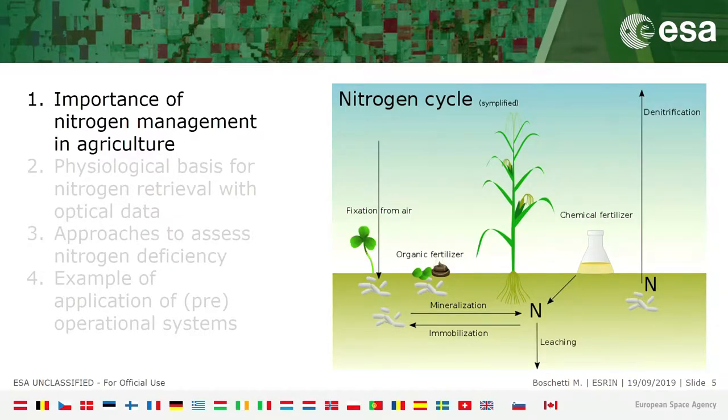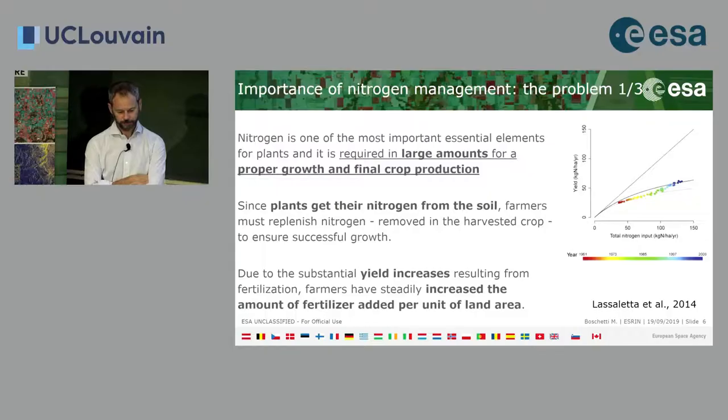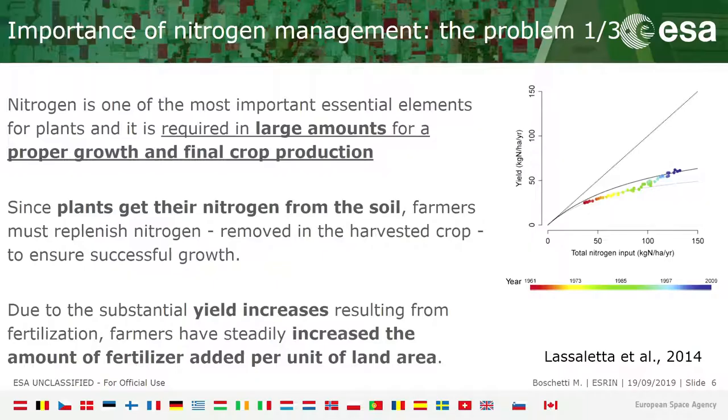So the nitrogen cycle is extremely important for the crop. It is fundamental. The reason is that nitrogen is one of the most important elements and requires a large amount for crop growth. And this is really interesting work from Lassaletta. It studies all the impact and the quantity of nitrogen that is provided in agriculture. And you can see that there is an increment from the 50s up to the 2000s of the nitrogen that is provided to the crops, with a relative increment in yield production.